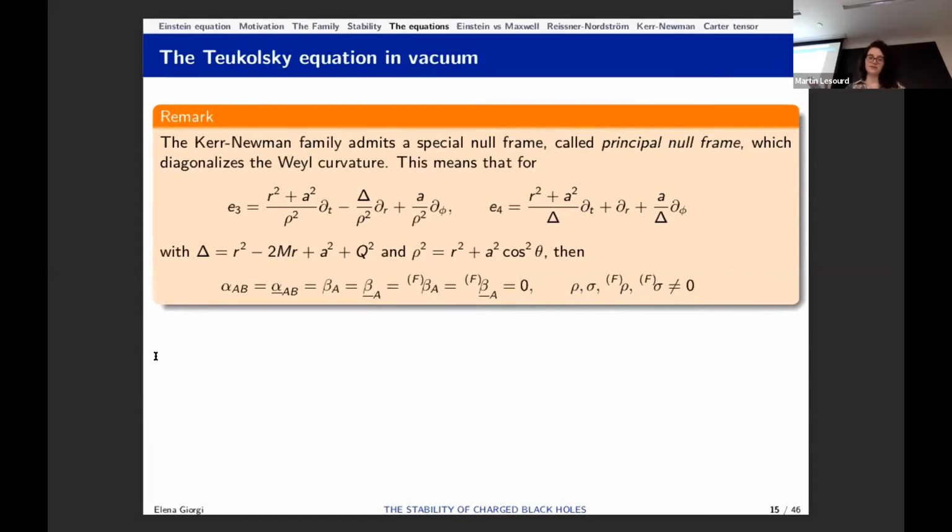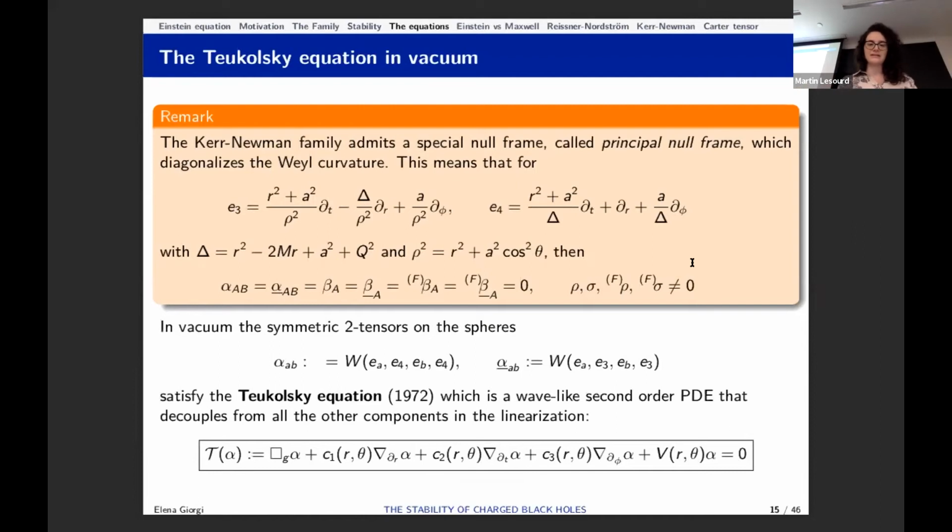the principal null frame, which is given explicitly by this E3 and E4, that diagonalizes the curvature, the electromagnetic tensor, diagonalizes most things. So all the alphas and the beta f are 0. The only quantities that are non-zero are the middle quantities of the curvature and electromagnetic tensor, so rho, sigma, rho f, sigma f. And since it's easier to linearize around 0, it is a good starting point to start with this null frame as opposed to a set of coordinates. In general, it is easier.